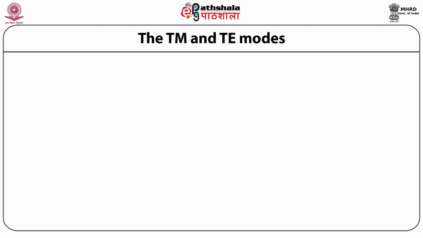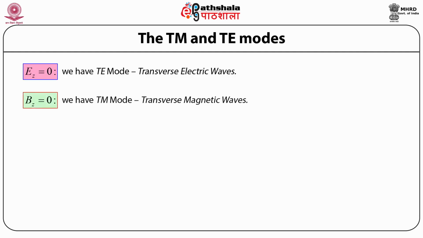So in case of transverse electric fields, we put the longitudinal component of the electric field going to 0, that is Ez goes to 0, and these are called the transverse electric waves. Similarly, if the longitudinal component of the magnetic field induction vector, that is Bz, goes to 0, then the corresponding waves are termed as the transverse magnetic waves.